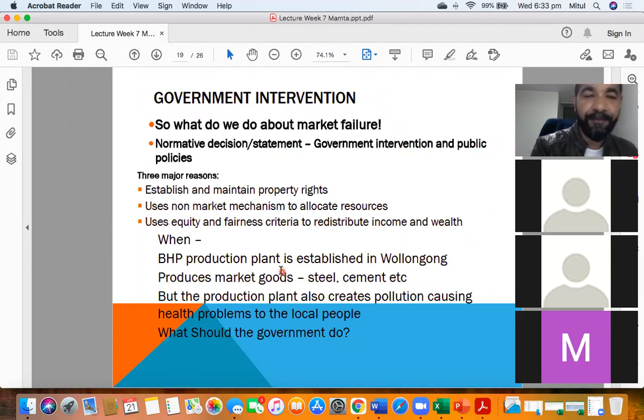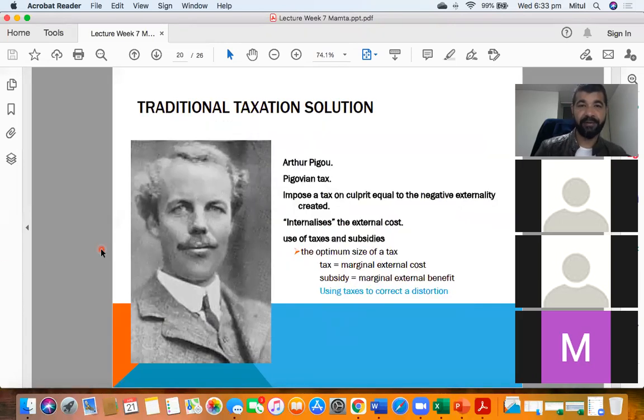When BHP Billiton's production plant is established in Wollongong, it produces market goods: steel, cement, etc. But the production plant also creates pollution, causing health problems to the local people. What should the government do? The Pigouvian tax will come up now. Government imposes a tax on the culprit equal to the negative externality they created. This is the Pigouvian tax.